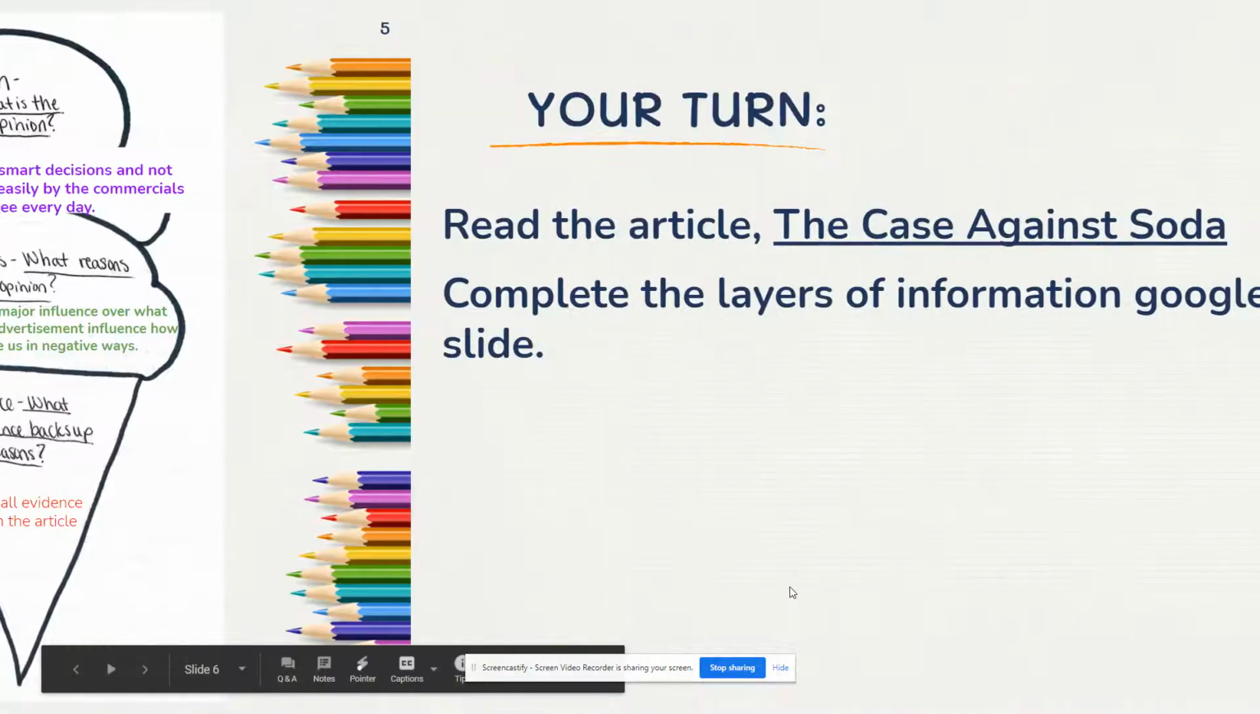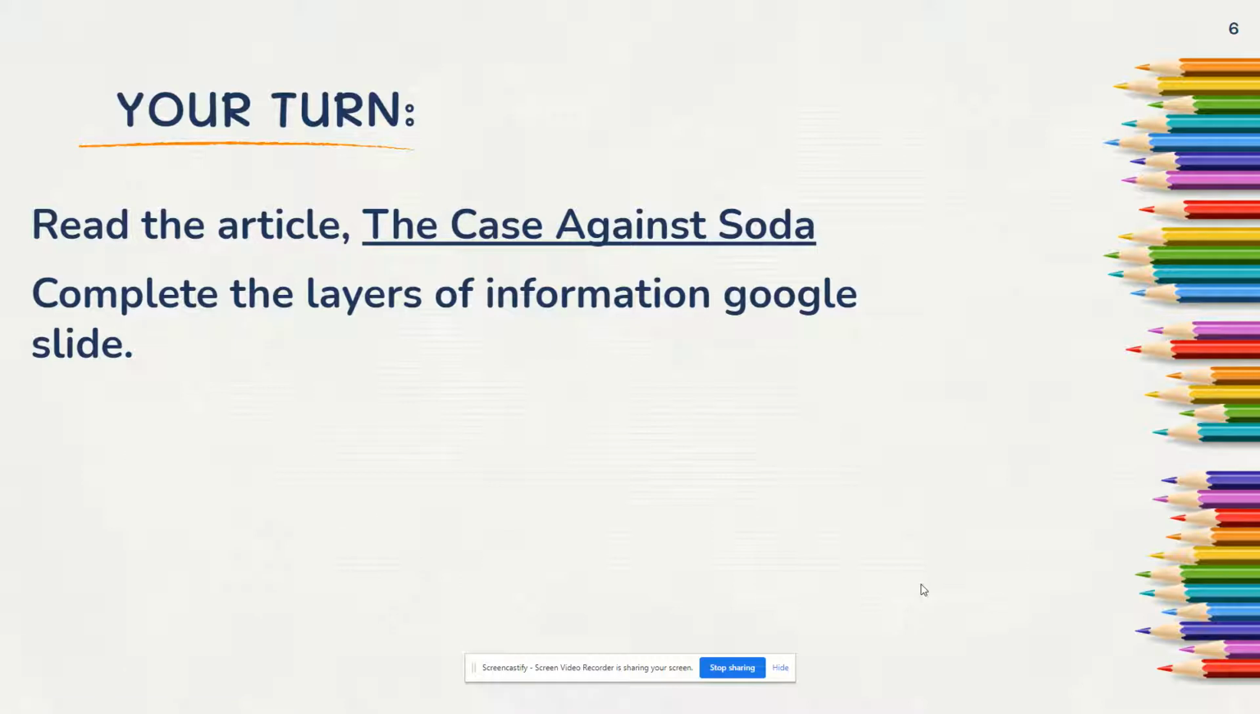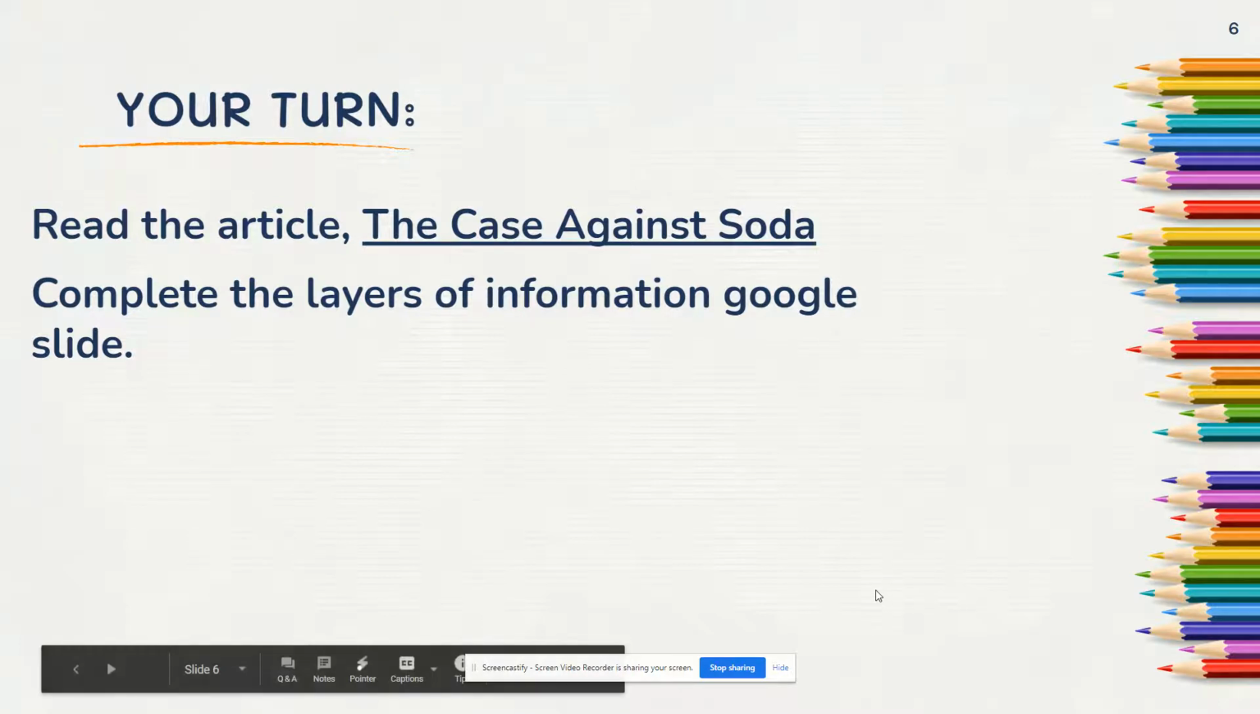Okay, now that you've seen how to find layers of information within the text, the opinions, the reasons, and the evidence, it's going to be your turn. You're going to read the article, The Case Against Soda, and then you're going to complete the layers of information Google slide by underlining and typing in the information that you find. Whenever you're finished, you can turn that information, the layers of information chart, in to your teacher.